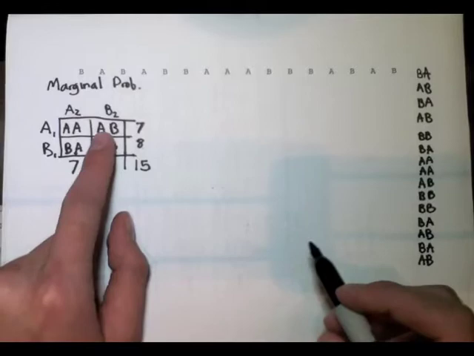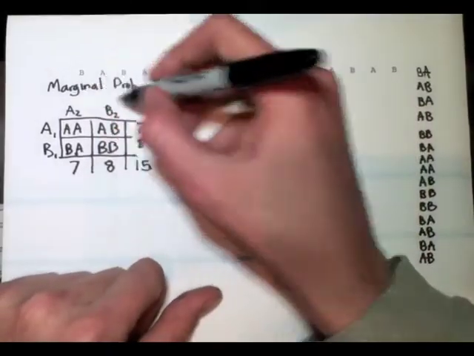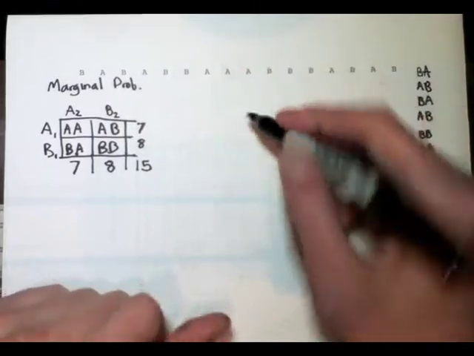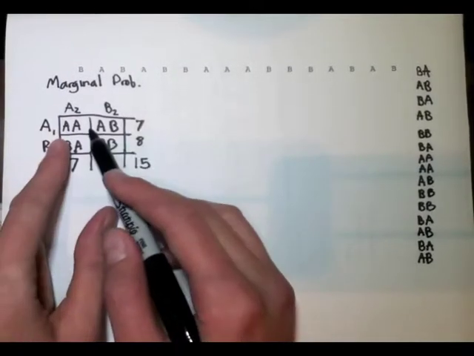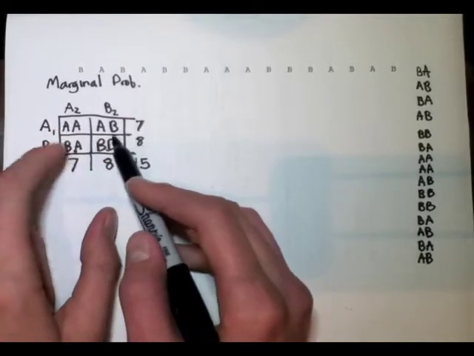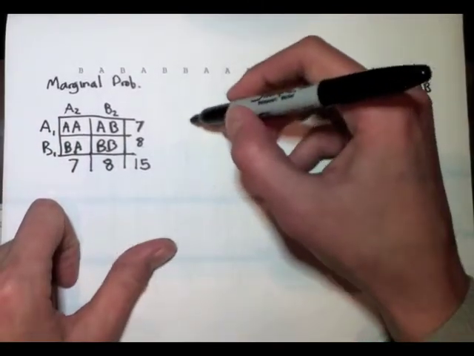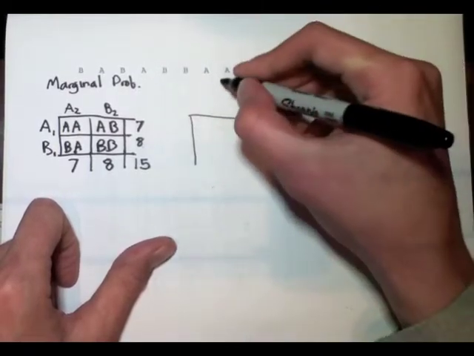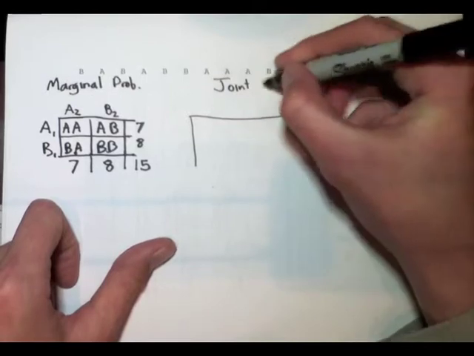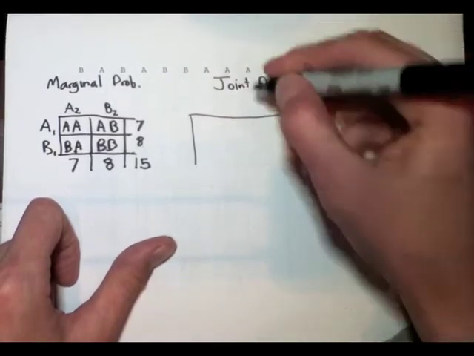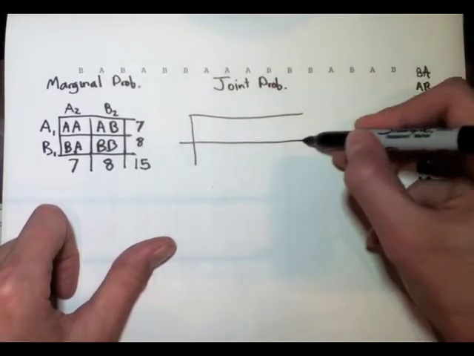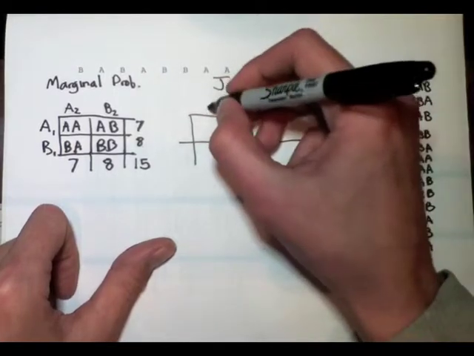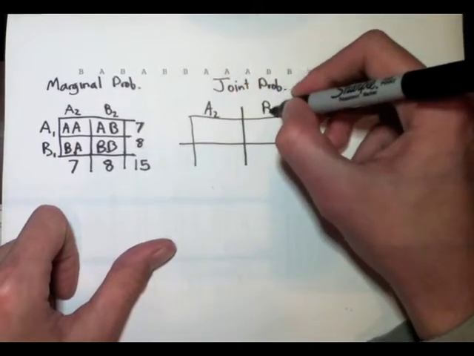And let's go ahead and draw that same table, but this time, so that's marginal probabilities. Now I'm going to draw the same one. Instead of labeling the cells with what the pattern is, I'm actually going to put our joint probabilities, because joint probabilities are the ones that go in the cells of the table. So let's go ahead and draw another one and label it joint prob. A sub 2, B sub 2.